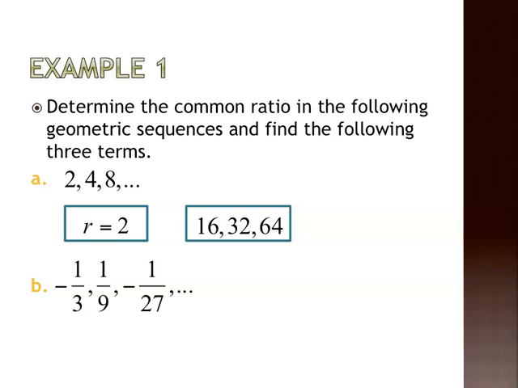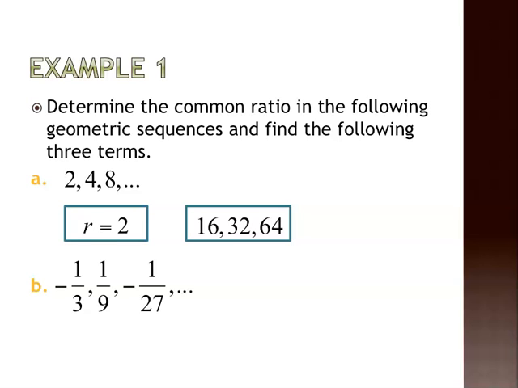Okay, for the second one, this might not be quite as easy. We have negative 1/3, positive 1/9, negative 1 over 27, and so on. So you have to ask yourself, what do I need to multiply by in order to get to the next term? Now the first thing to notice is that the first term is negative, the second is positive, the third one is negative. What does that mean? That must mean that R has to be negative. So if you do a negative times a negative, you get the positive number. Positive times a negative gives you the negative number. So clearly, R is negative.